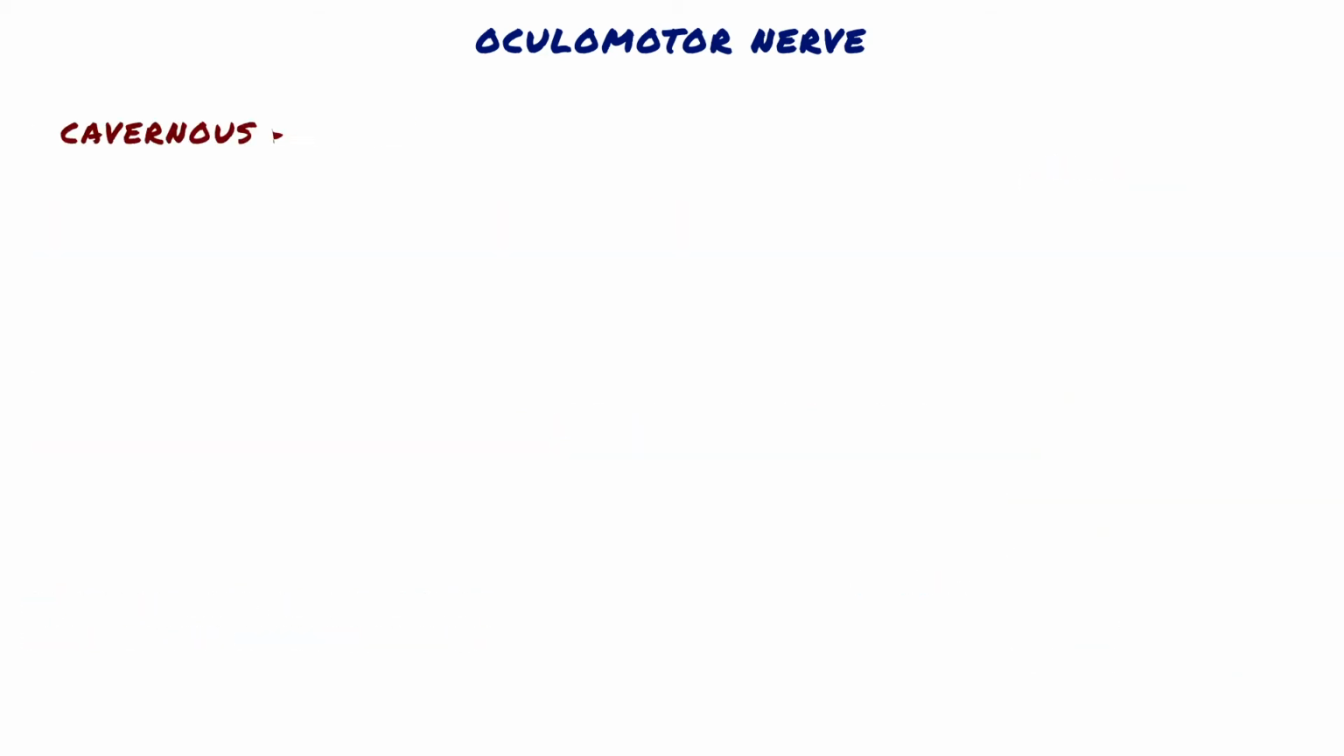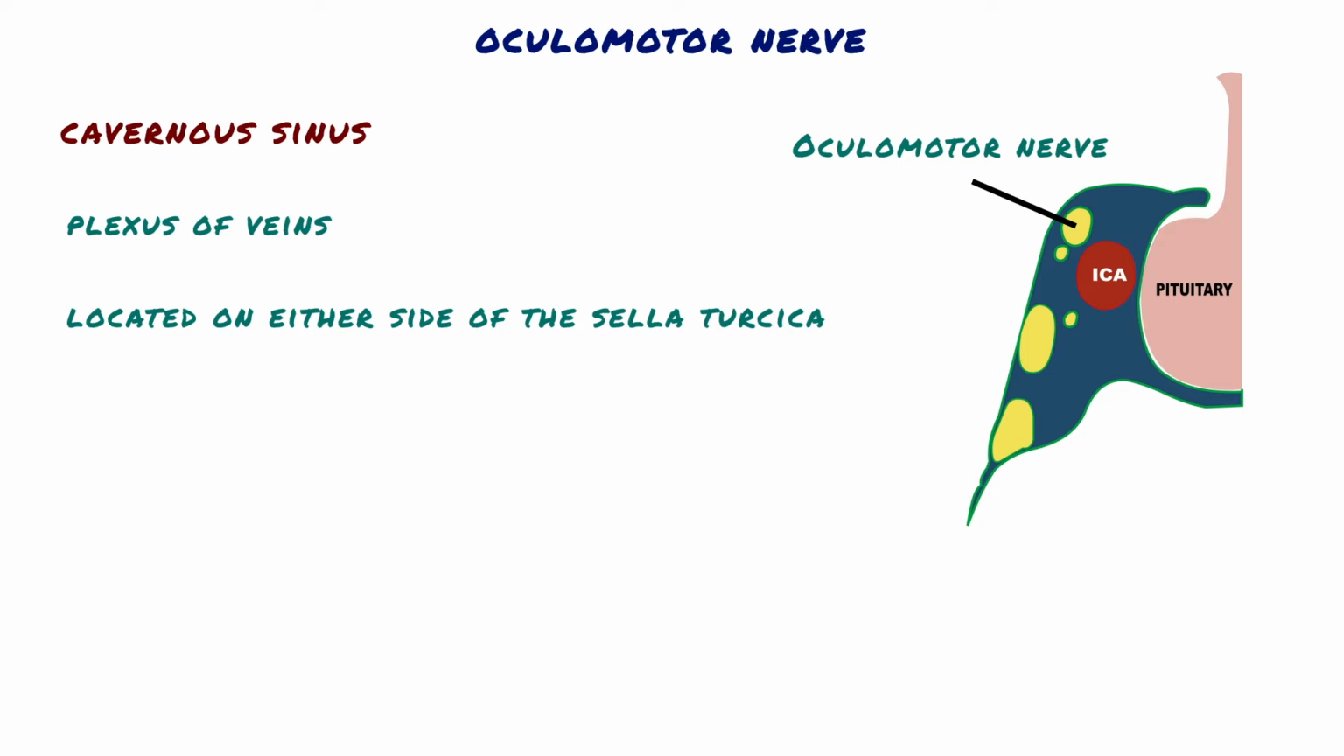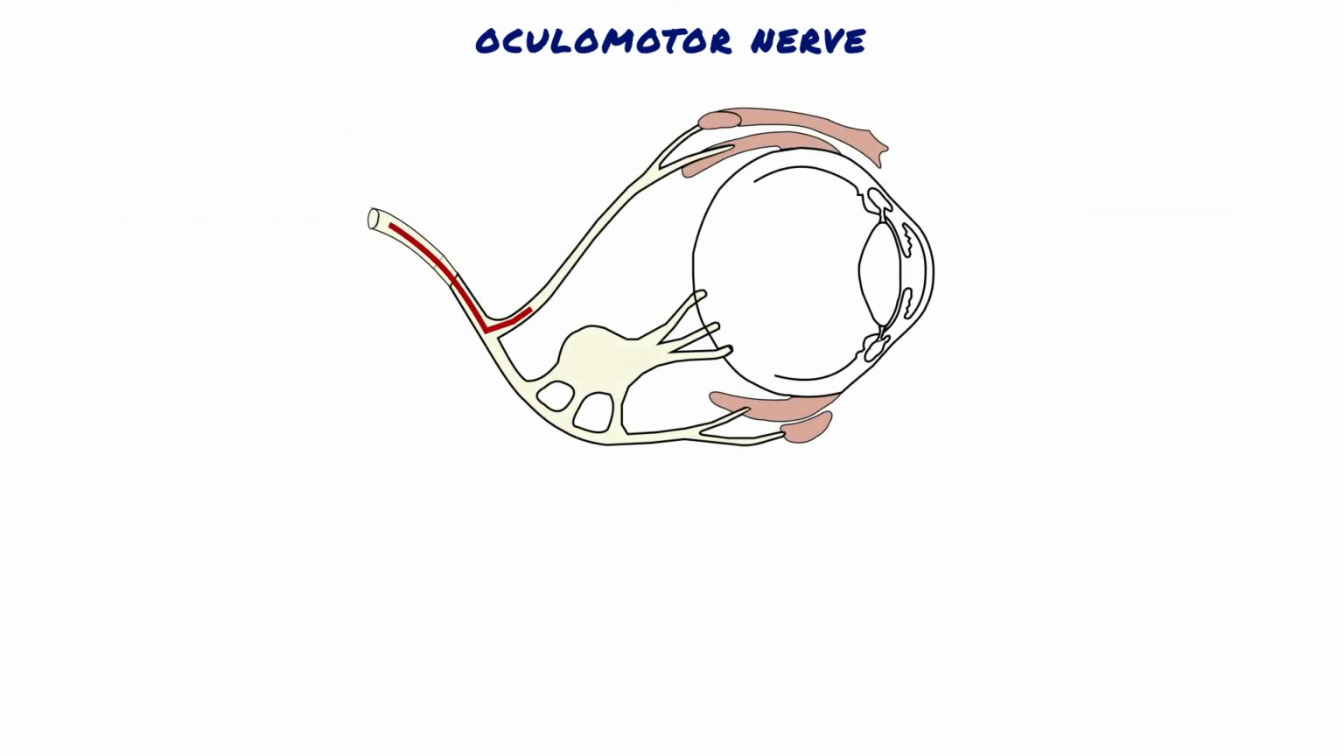The cavernous sinus, a plexus of veins, is located on either side of the sella turcica, which is a shallow depression on the superior aspect of the body of the sphenoid bone that houses the pituitary gland. The oculomotor nerve divides into its superior and inferior branches.